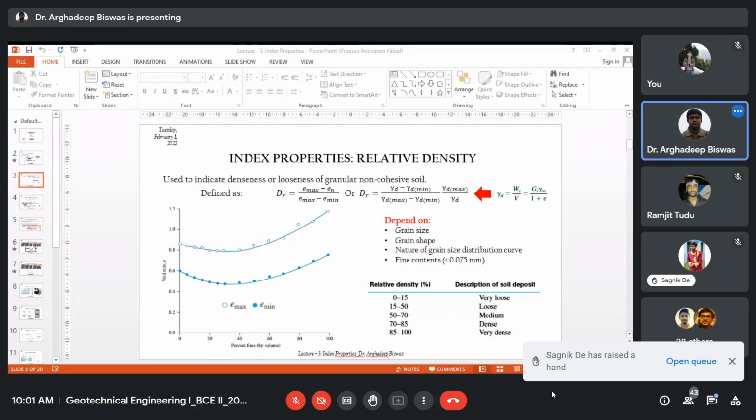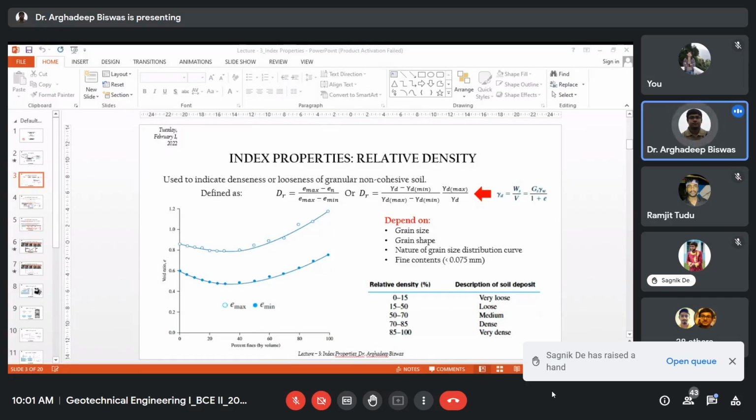Yes, Sravnik. Hello, sir. How do we achieve e max and e minimum? In the field, of course, you have e natural. You can perform either the core cutter method or the sand replacement method. From there, you can get gamma field, gamma natural, or e natural.